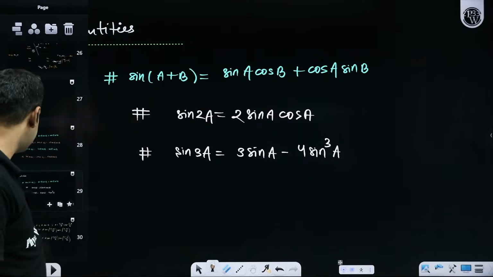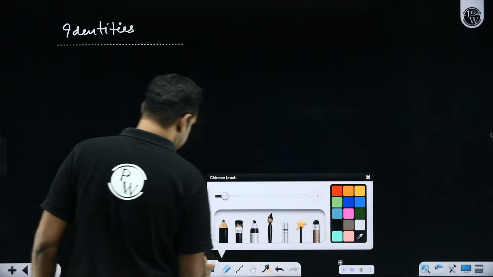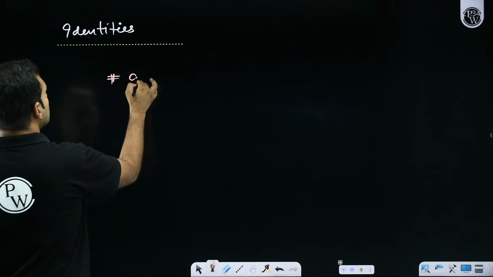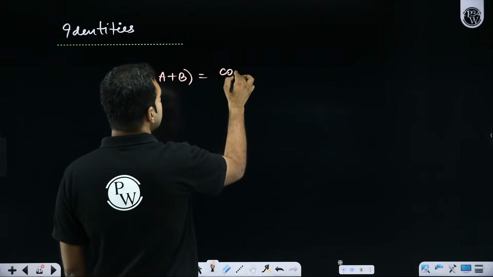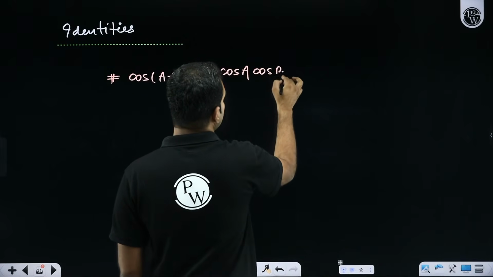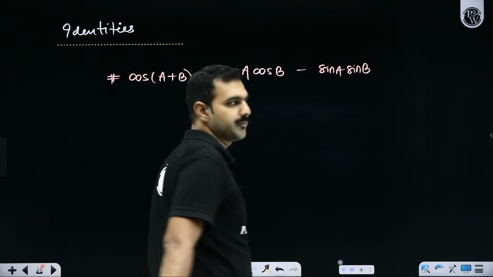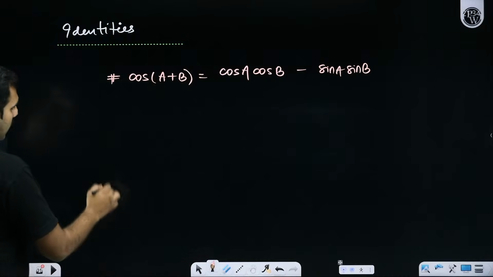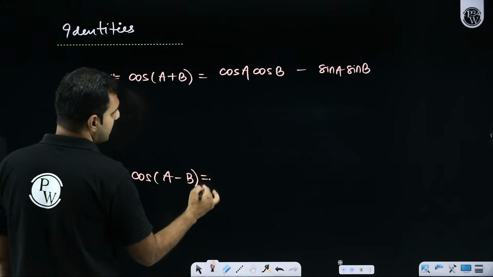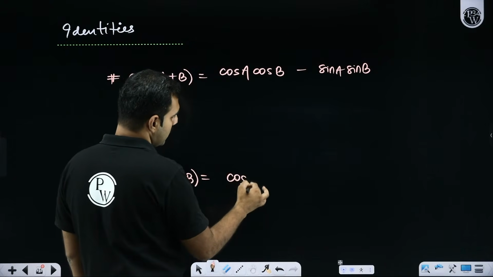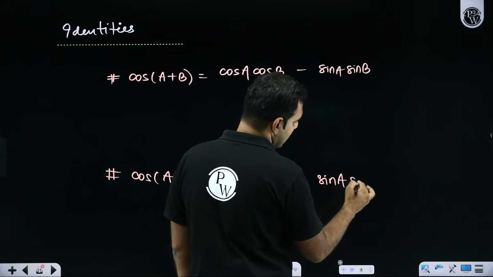Now, if I extend this idea a little further, I'll see some more coming on the way. Sir, what are those? Let's get started with those. If I ever ask you what is cos A plus B, I hope this is a very fundamental identity which you all know, is cos A cos B minus sin A sin B. Don't you know that, everybody? Similarly, one more fundamental identity is cos A minus B. Sir, in that case, you put a plus in between. So that becomes cos A cos B plus sine A sine B.